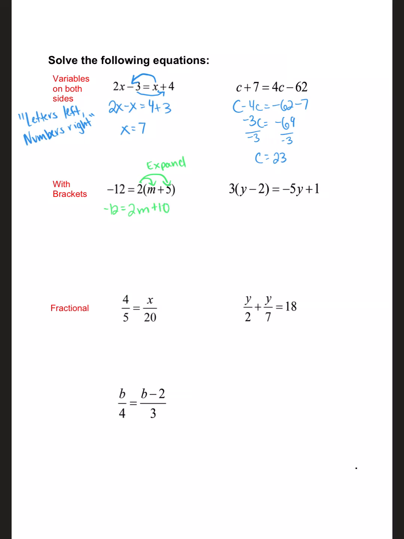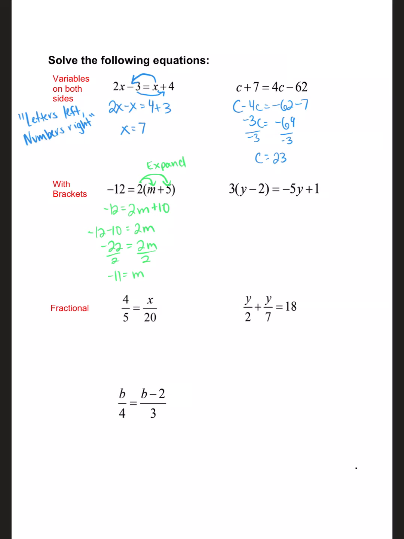And now our algebra, same process. We want to move everything away from the side with our letter. So we have that 2m plus 10. I'm going to start by subtracting 10 from both sides. So we'll have negative 12 minus 10 equals 2m. Negative 22 equals 2m. And then we've got to get rid of that 2 on our m. So we're going to divide both sides by 2. And we'll have negative 11 equals m.